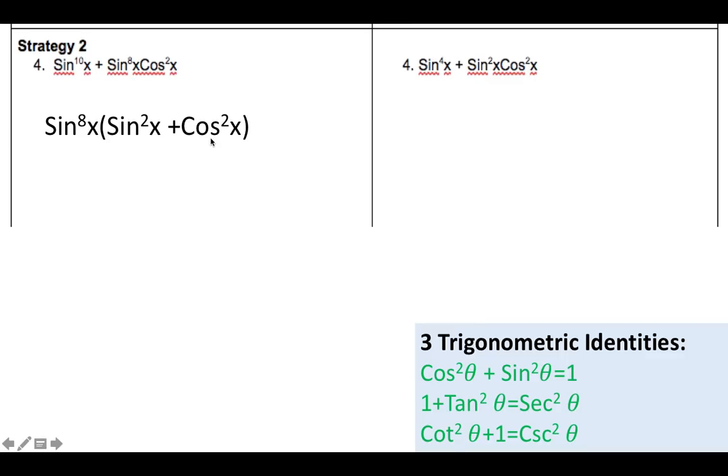Awesome. Now, looking back at my notes where I wrote down my 3 trig identities, I'm going to use this common identity, which is cosine squared plus sine squared equals 1. Sine squared plus cosine squared is also equal to 1. Yes, it's written backwards, but it still means the same thing. Right here inside the parentheses, it's going to convert to 1. Sine to the 8x times 1 is just sine to the 8x, and you are done. You're going to take a look at this problem over here. You're going to do a similar technique. You're going to factor and simplify what's inside the parentheses.